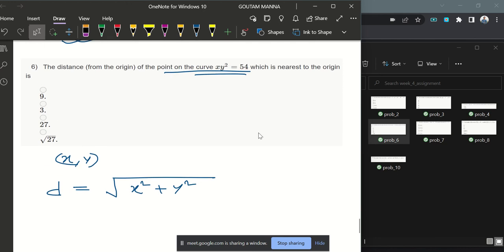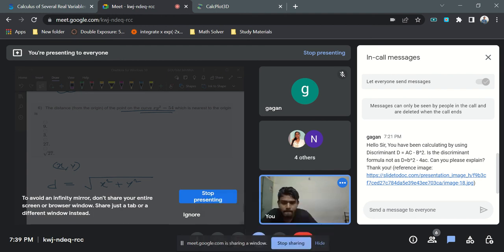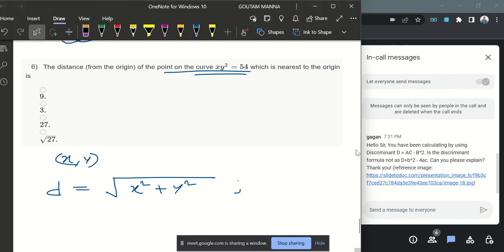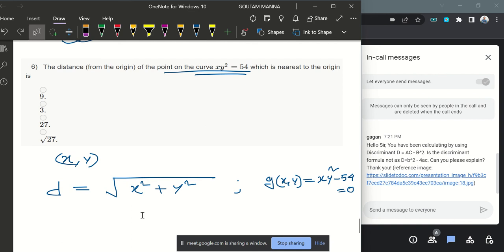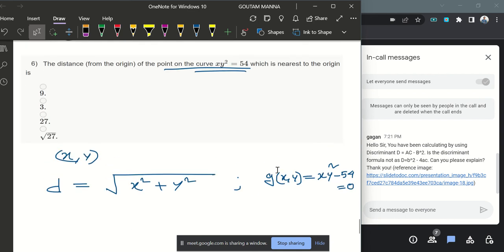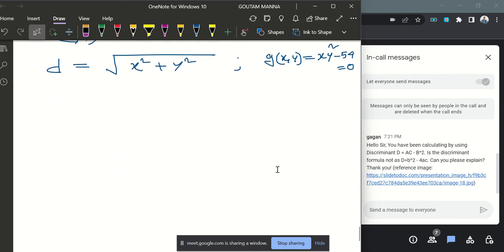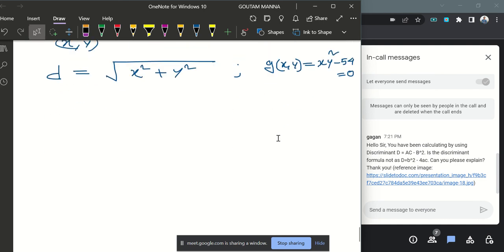So you are asked to minimize this distance, and you have a constraint that you need to stay on this curve. The constraint is g(x, y) = xy² − 54 = 0. This is the constraint, and you are asked to minimize this distance. So we will apply the Lagrange multiplier method.